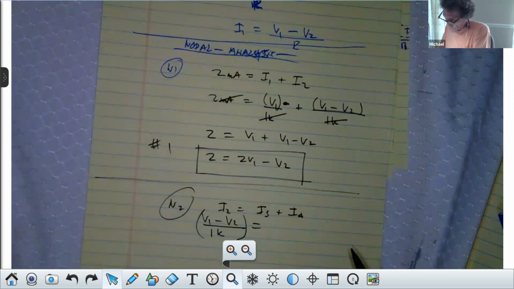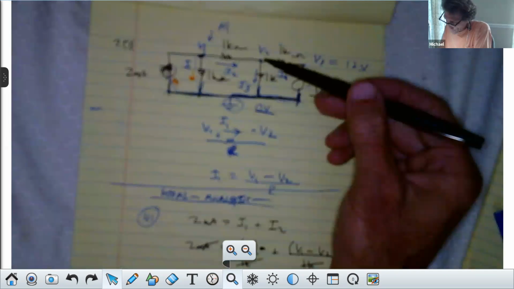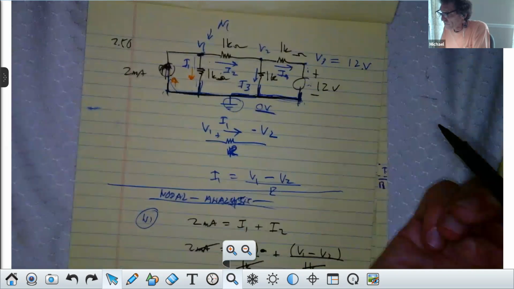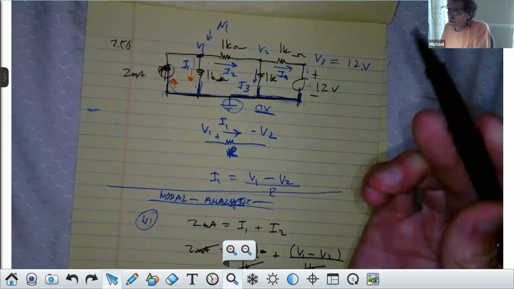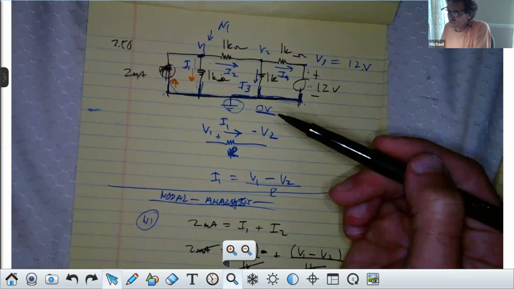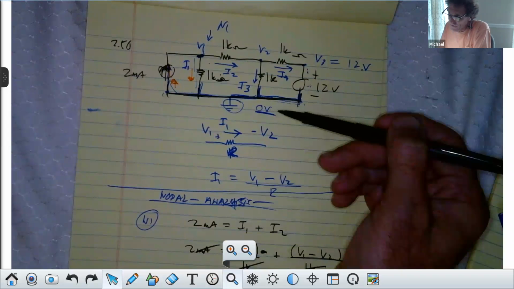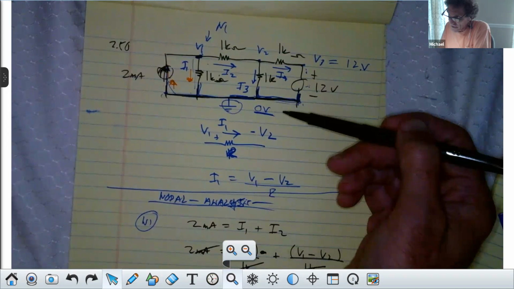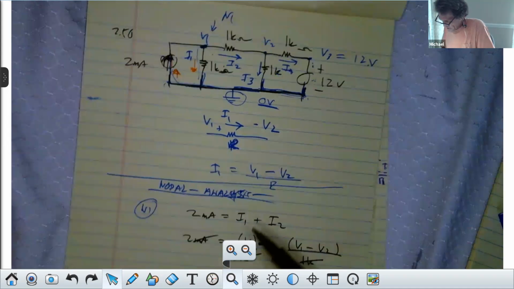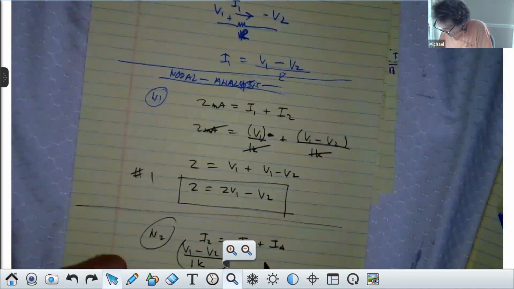What is I3? I hate doing this, but I have to. What is I3? Just by inspection, V2 minus 0 over 1,000. Just V2 over 1,000, okay? That's where that ground really gets rid of a lot of terms. If I made the ground 5 volts, you'd have a 5 volt everywhere, wouldn't you? All right, but 0 is a nice number because it doesn't do anything when you're subtracting or adding it. So here, I3 is simply V2 over 1K.